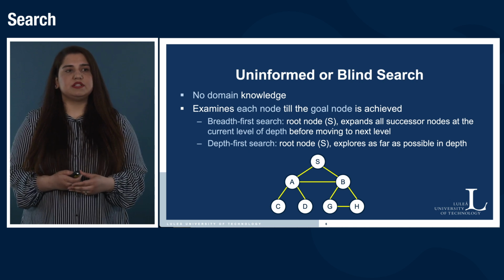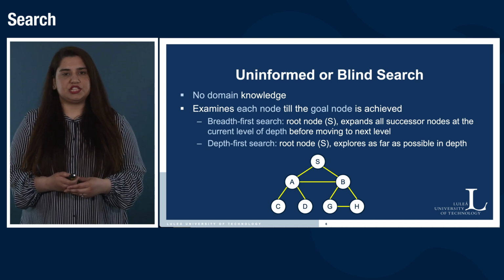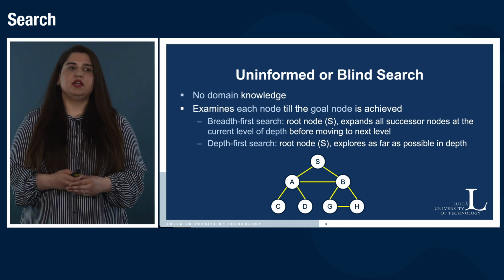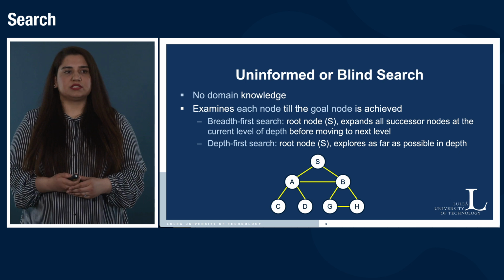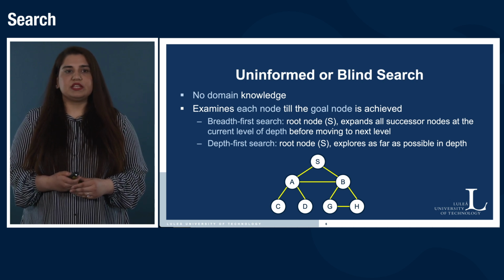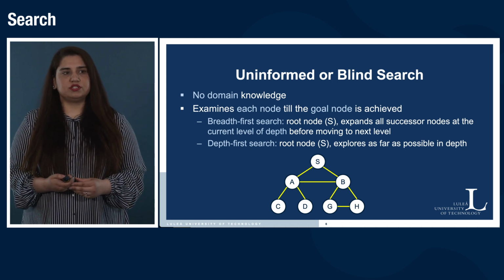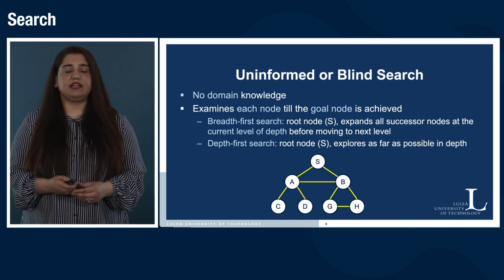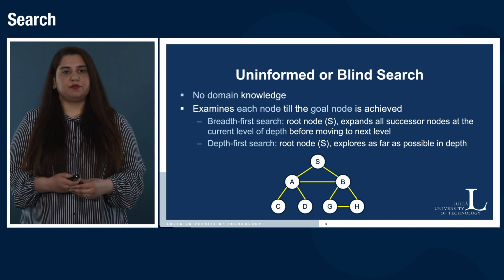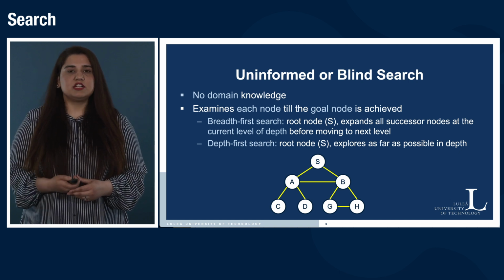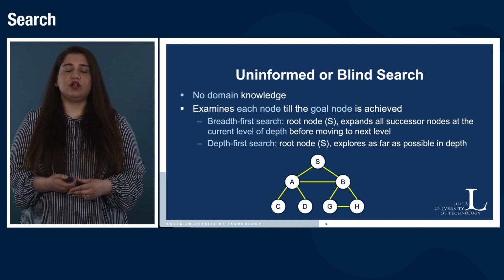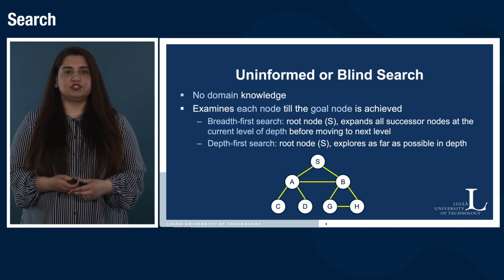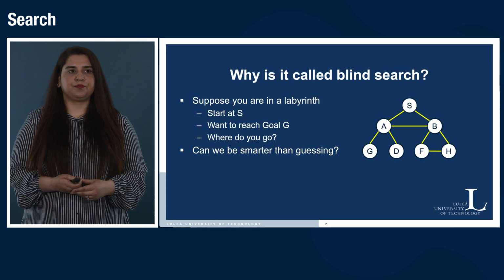Basically it examines each node till the goal node is achieved without having any prior knowledge about the search space. So breadth first search, what does it do? It starts from the root node, expands all the successor nodes at the current level of the depth before moving to the next level. And depth first search performs its search in a way that it starts from the root node S, exploring as far as possible in depth. Let's see in detail how their action is basically performed.